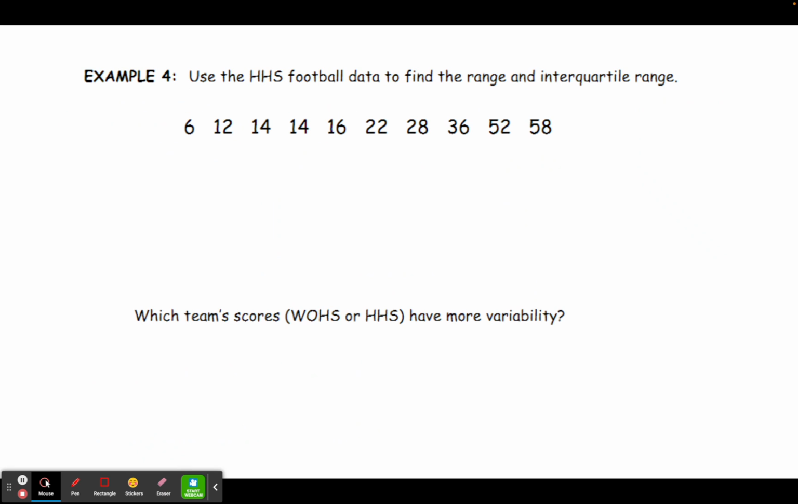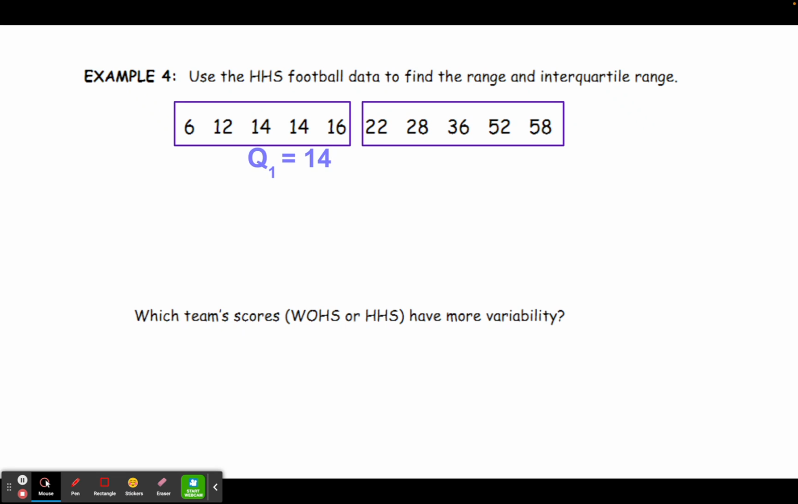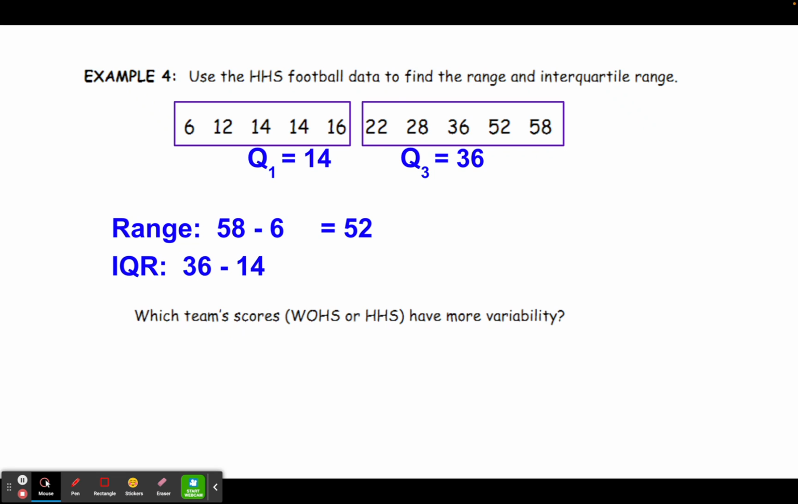All right, I would recommend now that you pause the video and try to find the range and the interquartile range for Holland High's football scores from that season. Notice they're already sorted for you from smallest to largest. All right, for Holland High, Q1 would be 14. That's the middle value of that bottom half. Here we have 5 scores, and so the middle value is right here. In the upper half of the data, our middle number right here is 36, so that would be Q3. The range would be 58 minus 6, which is 52 points. The IQR is 36 minus 14, which would be 22 points.